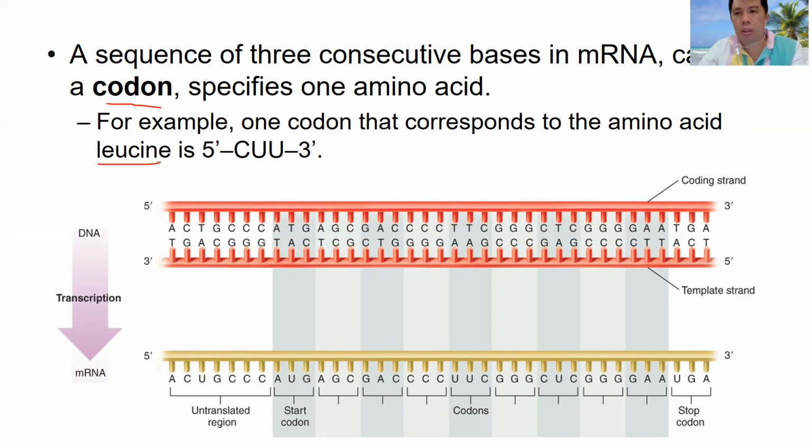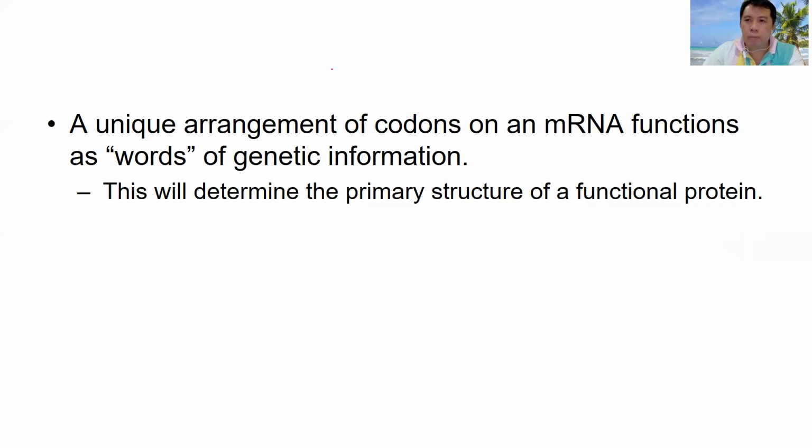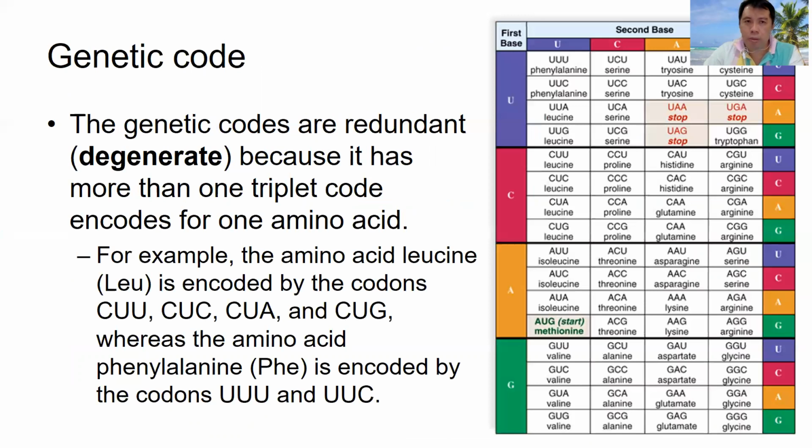So how do we know which codon is for which amino acid? We can look at this genetic table, which is known as the genetic code. Here is the first base, the second base, and then the third base. Like just now we mentioned CUU. Where is CUU? The first base is C, the second base is U, then the third base is also U, so CUU is leucine. So this is the codon on the mRNA.